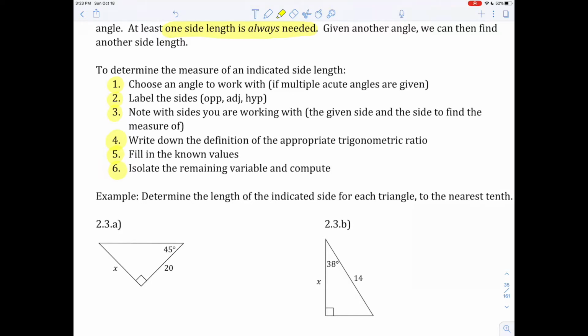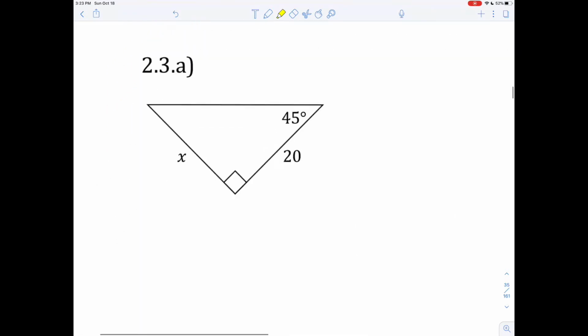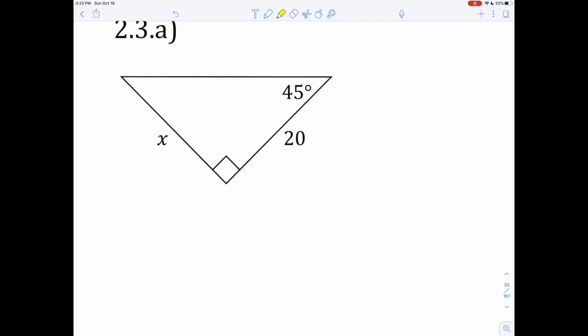So, taking a look at this one over here. Step 1 is we're going to choose an angle to work with. I'm not going to choose my 90-degree angle. I'm going to choose one of the other 2, so this one or this one here. Because my 45 degrees is given to me, I choose you, Pikachu.